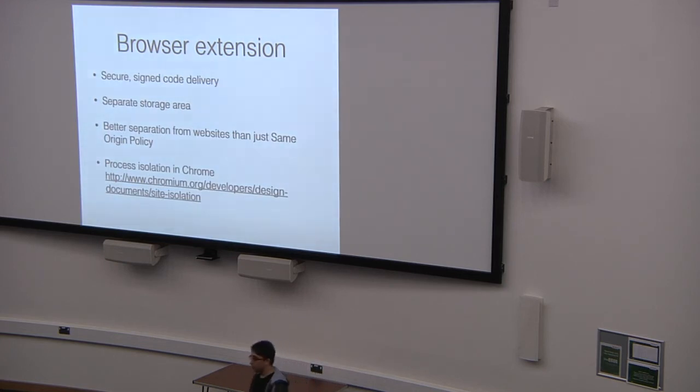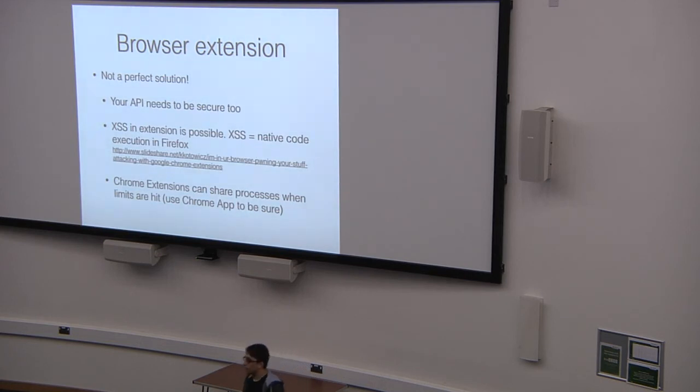They guarantee a secure signed code delivery, because you basically install an extension. You don't just run it by visiting the URL. There's a separate storage area, and there's way better separation than just the same origin policy. In Chrome, you also get process isolation, so extensions are guaranteed to run in a separate process.